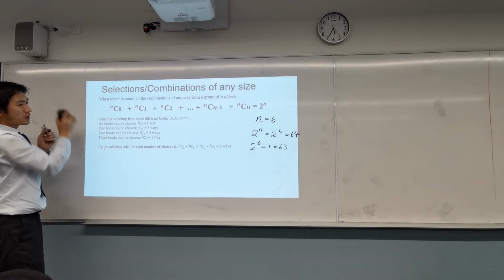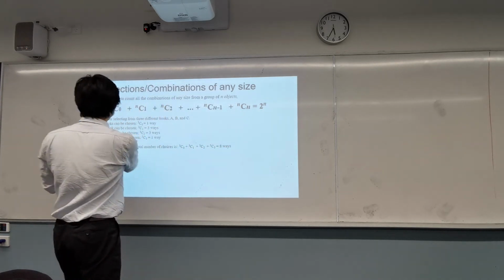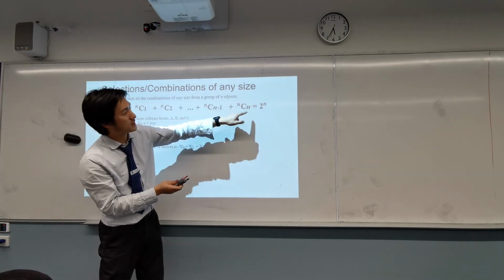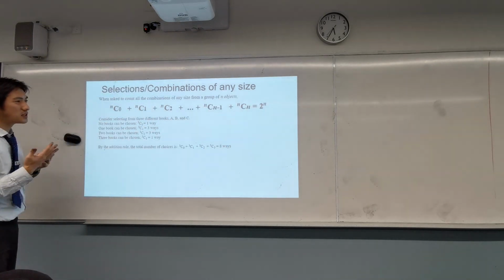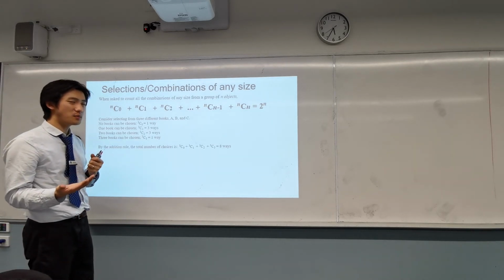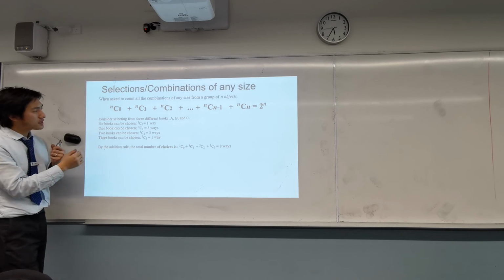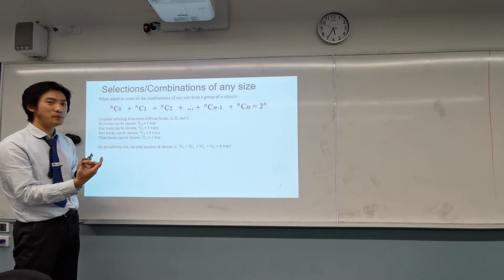Okay, so this is the formula. But what you really need to understand is that when you take a combination of any size from a group of n objects, it's just equal to 2 to the n. It's important to understand where that 2 to the n comes from. So here's how to explain it. Let's consider selecting 3 different books, and they can be called A, B, and C.